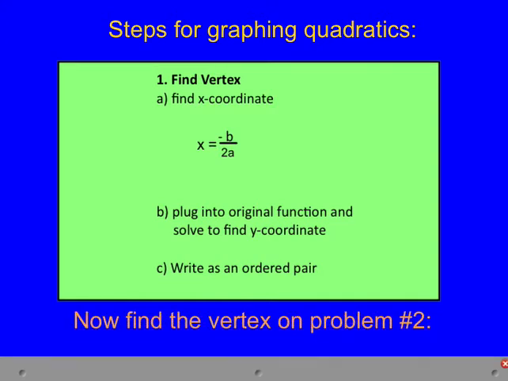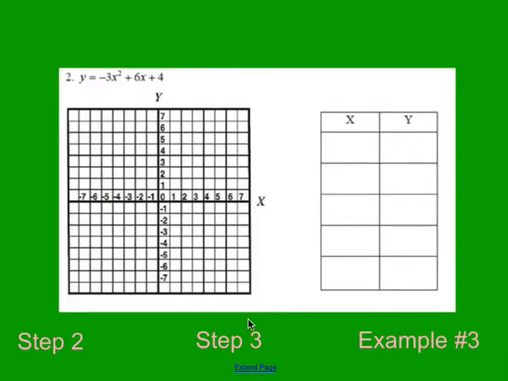So now we're going to find the vertex on problem 2. Flip your page over to the other side. So x is going to be equal to the opposite of b. Well, b is always with the x term, so my b is 6, so the opposite is -6, over 2 times my a. Remember, you want to take the time to actually multiply out the bottom. So you get 6 divided by -6, so you get a +1. So the x-coordinate of your vertex is 1.